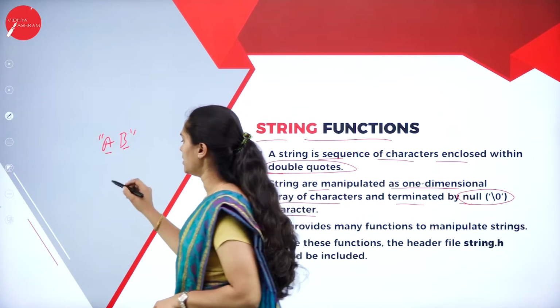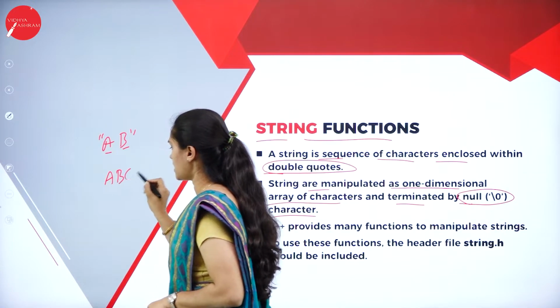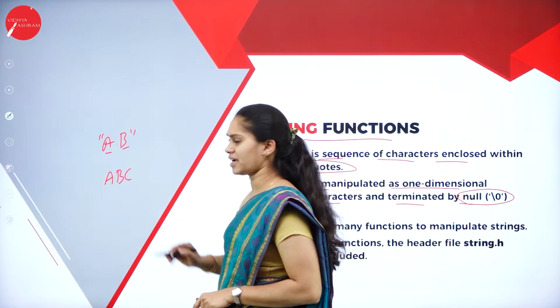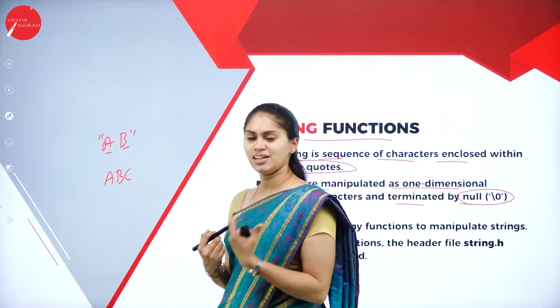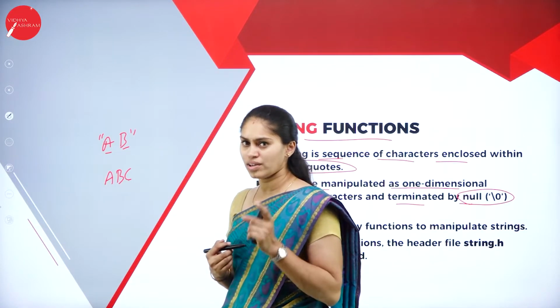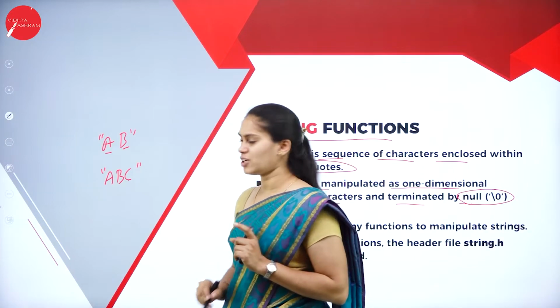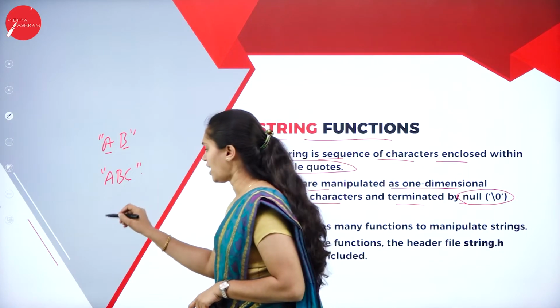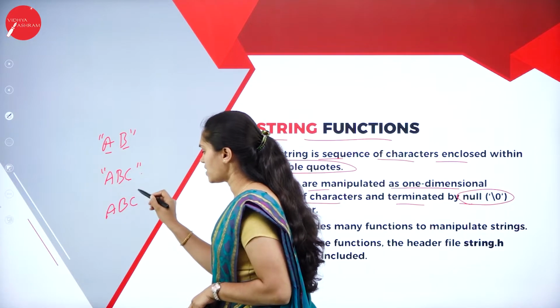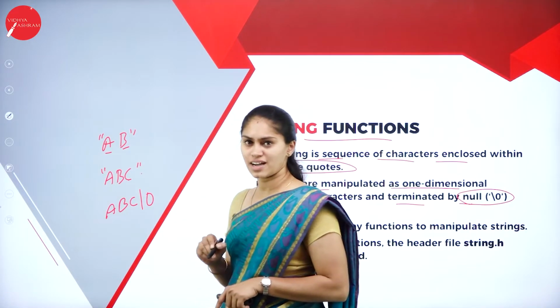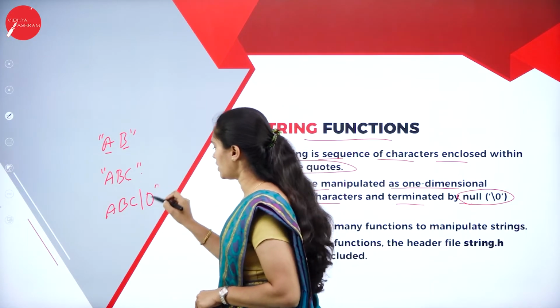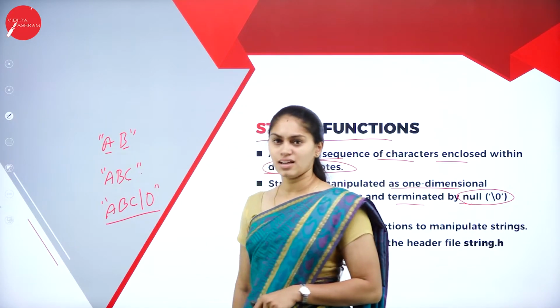For example, A, B, C. I have only 3 characters, which is a sequence of characters. I can say this is a string only when it is enclosed between double quotes. But how can I know where the string ends? Then I have to include \0, which is considered the null character, in order to indicate that this is a string.